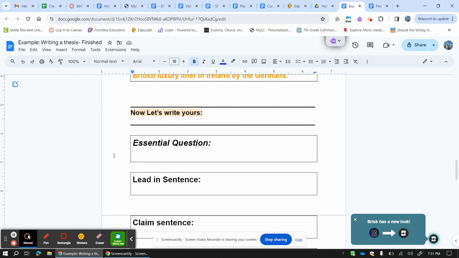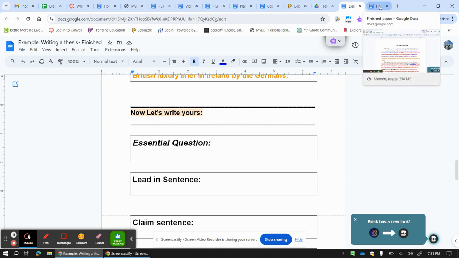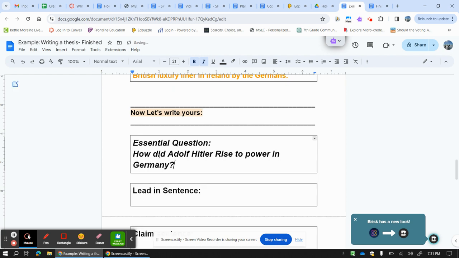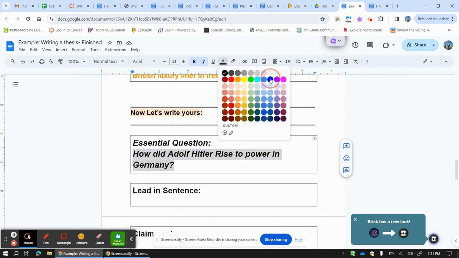Now, I'm going to pretend that I'm writing one for my topic, which is Adolf Hitler. So my essential question is, how did Adolf Hitler rise to power in Germany? That's my essential question, okay? This is what I have to answer.